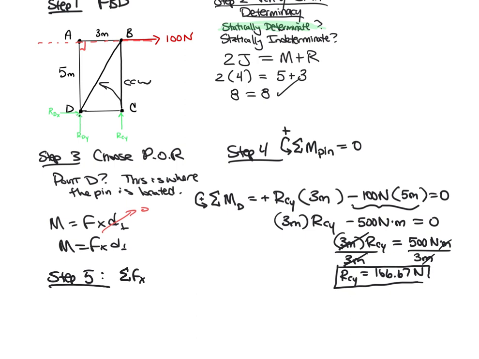Sum of forces in the x direction equals 0. Sum of forces in the y direction equals 0. Anything to the right is positive for x. Anything going up is positive for y. So those are our conventions.